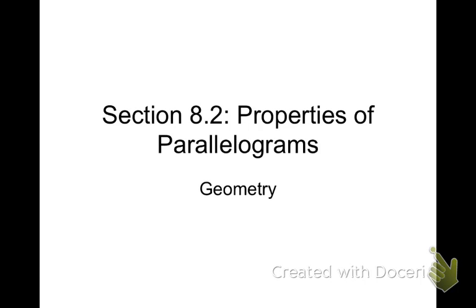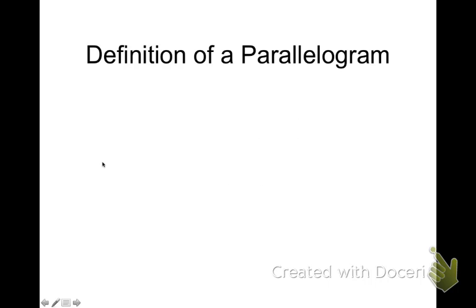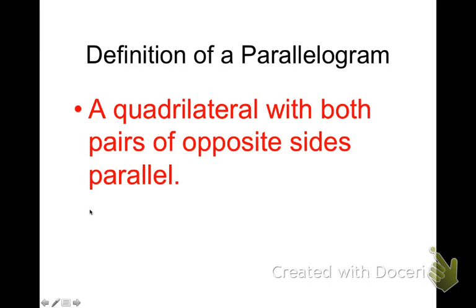Definition of a parallelogram. So a parallelogram is a quadrilateral. Because it's a quadrilateral, that means we know it has 4 sides. We know that the interior angles add up to 360. We know that the exterior angles add up to 360. So all of that is taken care of under the word quadrilateral.